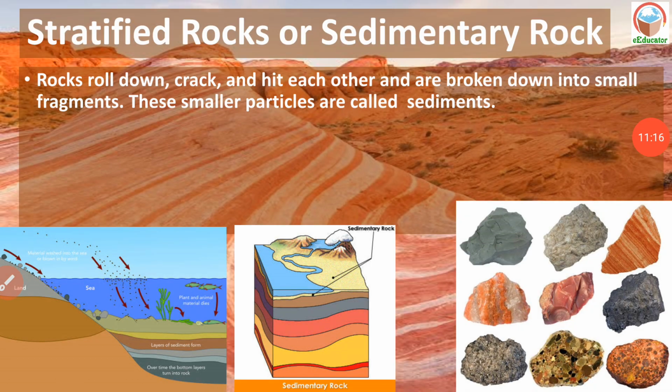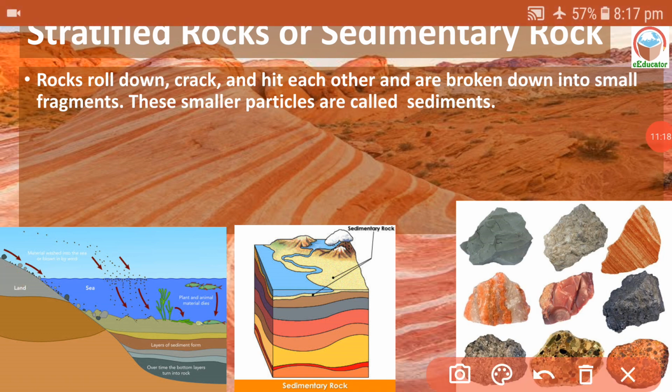So the fragment, like look at that, suppose this is a rock. So rocks roll down on the mountain and on the earth's surface, and it develops cracks. Cracks are developed in the rock. Slowly and gradually the rock transforms into different segments, different sediments, different fragments. So these are the different fragments, known as different sediments, of different types of rocks which develop the cracks and develop the sediments.